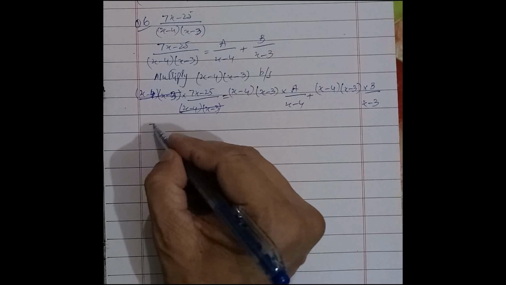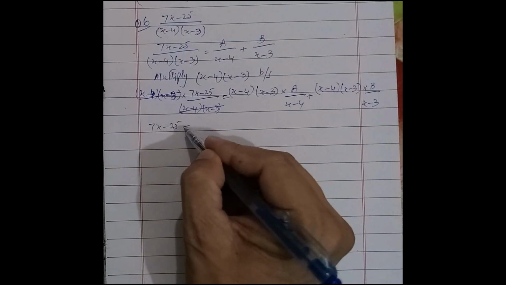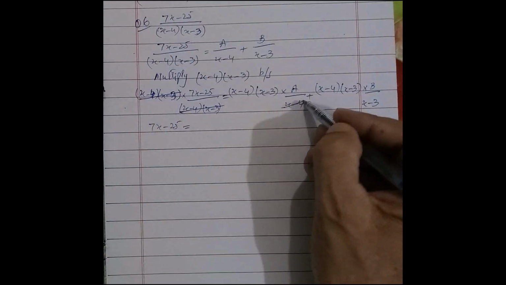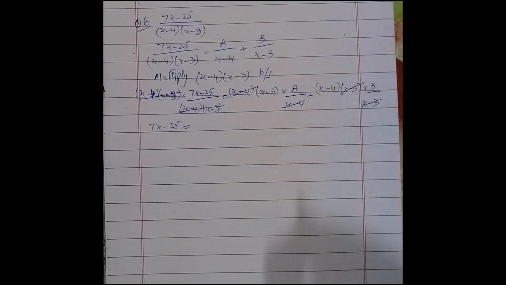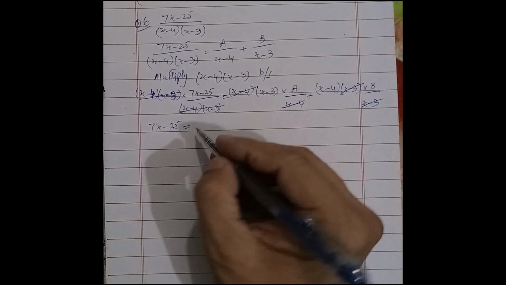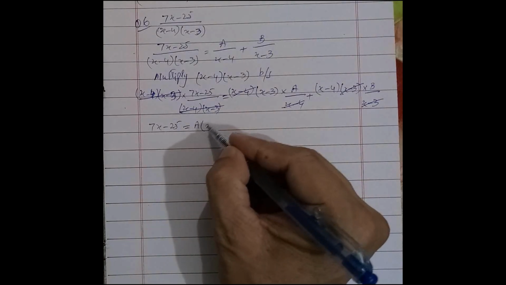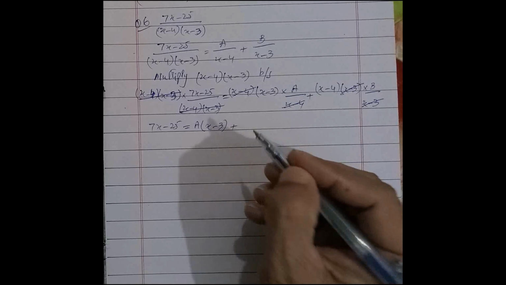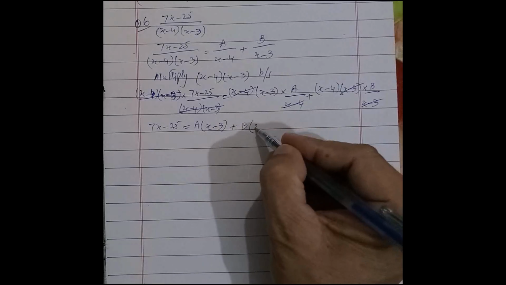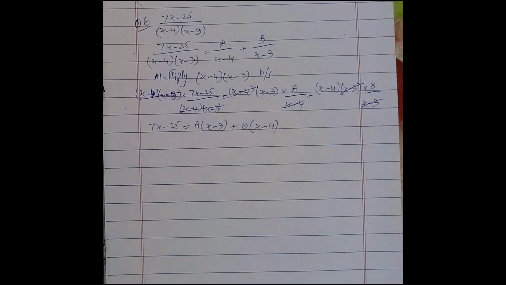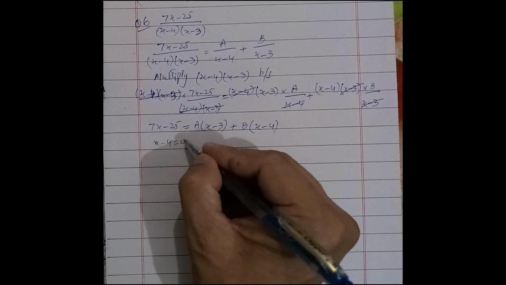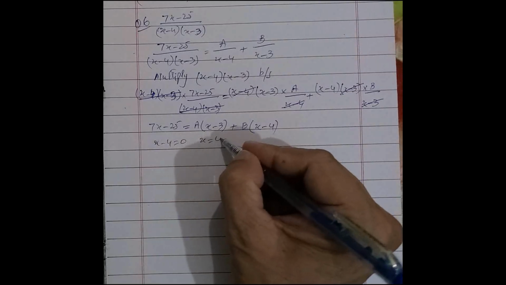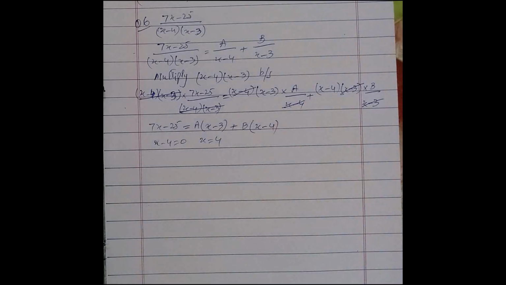We get 7x minus 25 is equal to, x minus 4 cancels with x minus 4, x minus 3 cancels with x minus 3, and by simplifying we get A times (x minus 3) plus B times (x minus 4). Now we put the value x minus 4 is equal to 0, and x is equal to 4, in the equation.